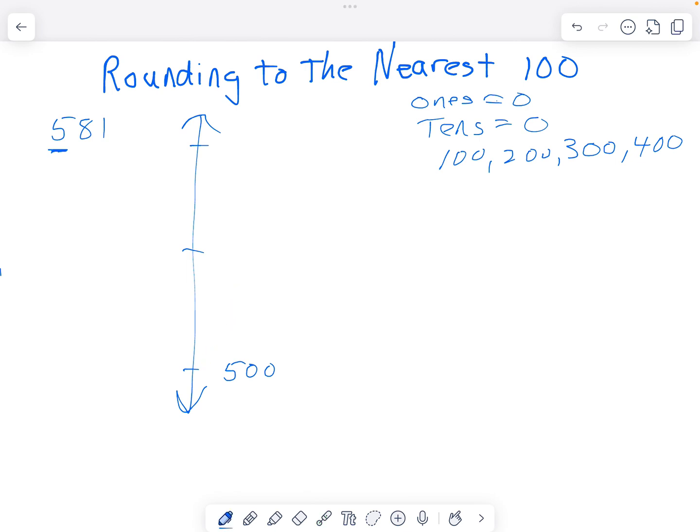The upper endpoint, we have to add 100 because this will be a span of 100. 500 plus 100 is 600. Half of 100 is 50. So I'm going to add 50 to 500 to get 550 as my midpoint.